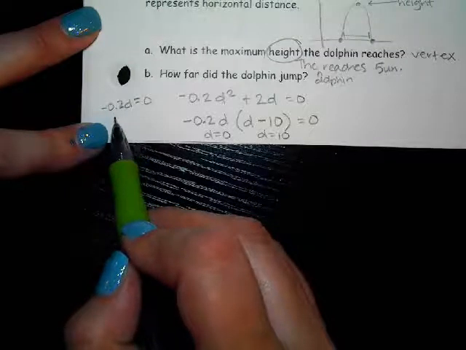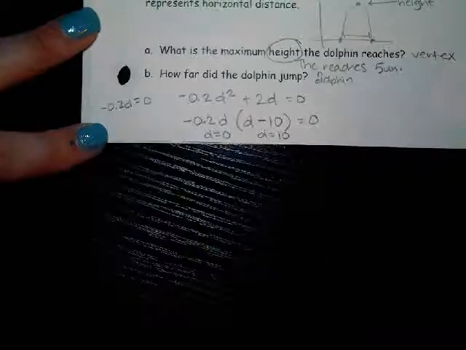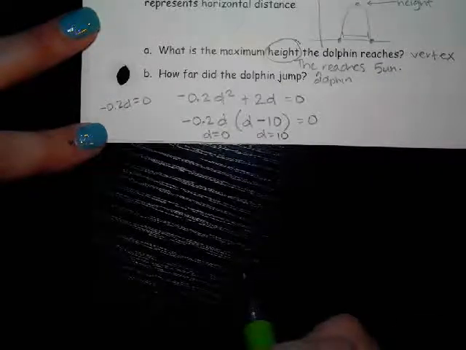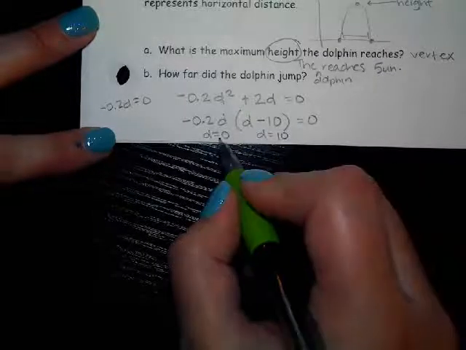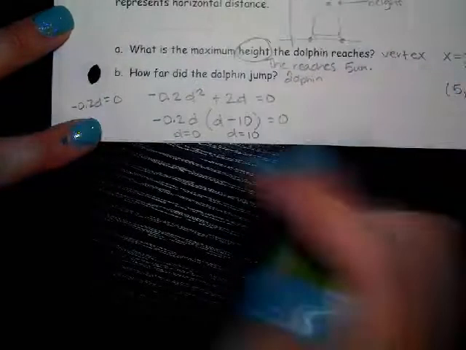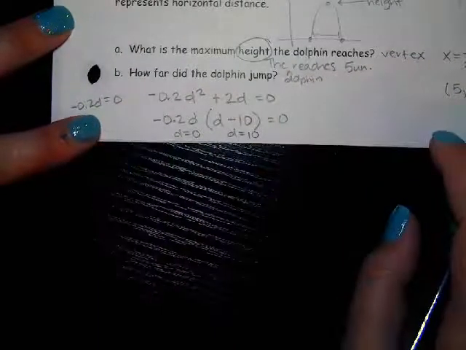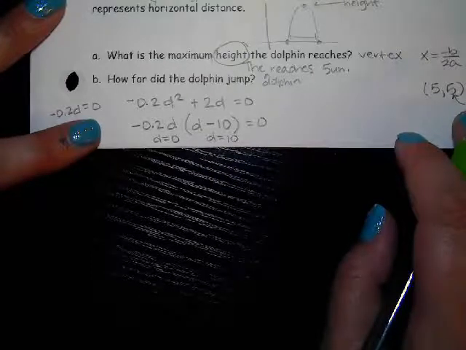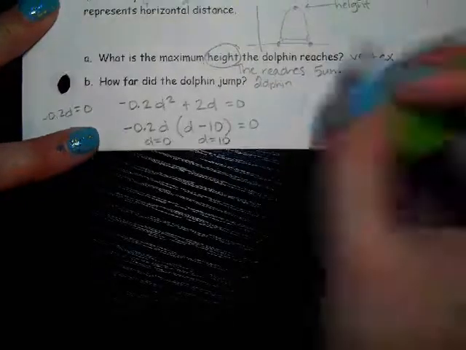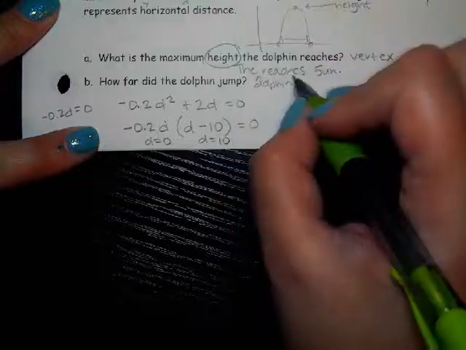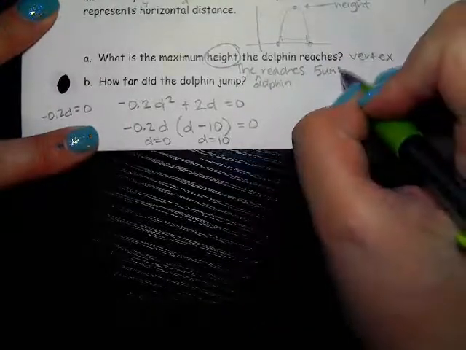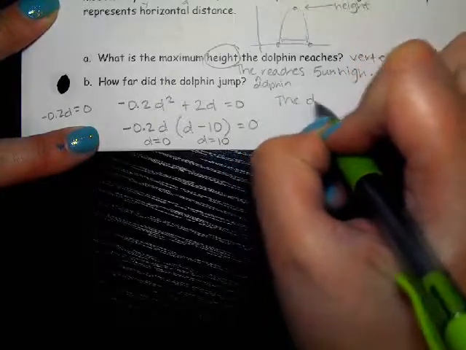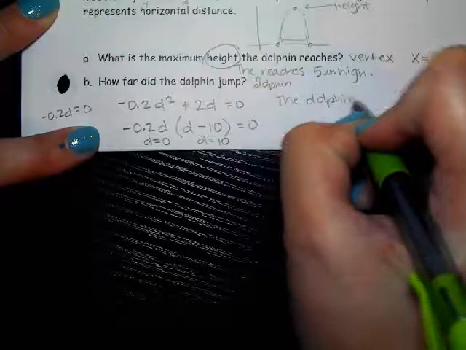So how far did the dolphin jump? 10 units. Okay, so the dolphin reaches 5 units high. The dolphin jumps 10 units far. Oh, silly dolphin. We don't know how many units that is. It could be 5 inches.